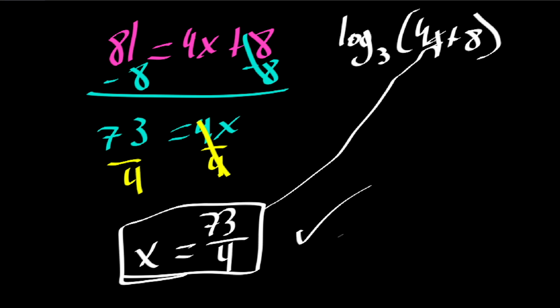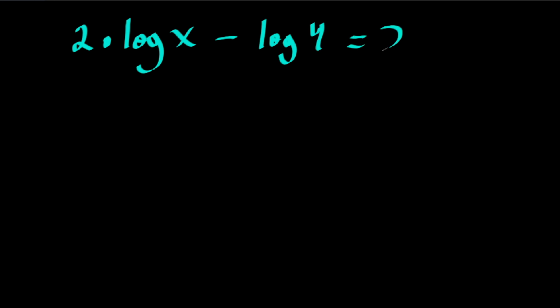All right. Now, just for the sake of giving you one that's maybe a little bit more complicated, let me show you one more, but like I said, I want to make this a more basic video, but let's just do one that's a little bit more complicated just so you can see, just in case. All right, so 2 times log of x minus log of 4 equals 2. All right, so now let's condense this.